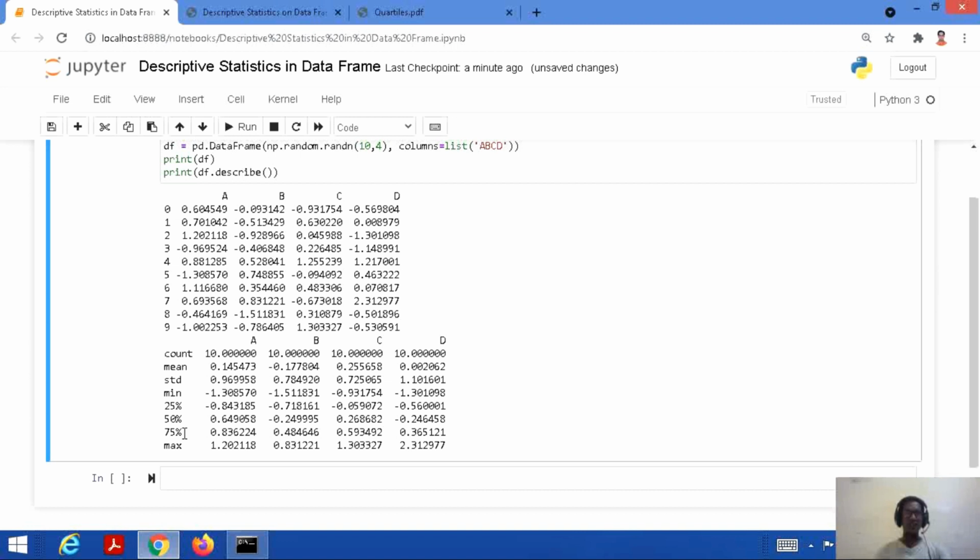Then max stands for the maximum value in this particular column. I have already told how to calculate the quartiles, and these are respectively the notations: count, mean, standard deviation, minimum, maximum. This we already know how to calculate. So this is how we can show the statistics in Pandas.